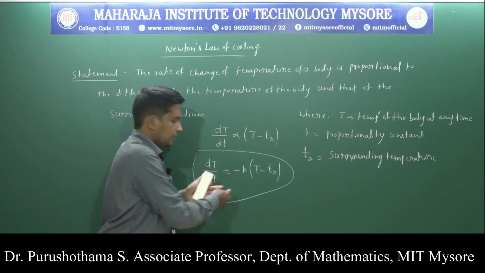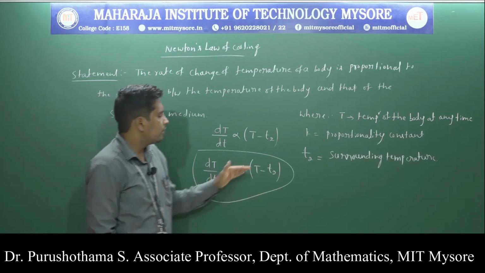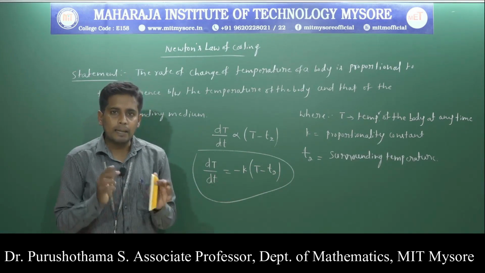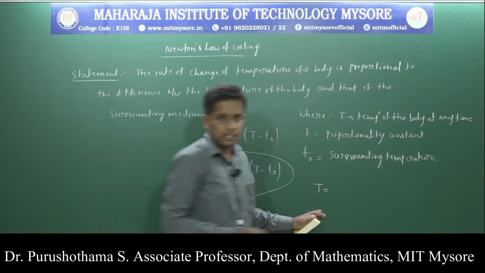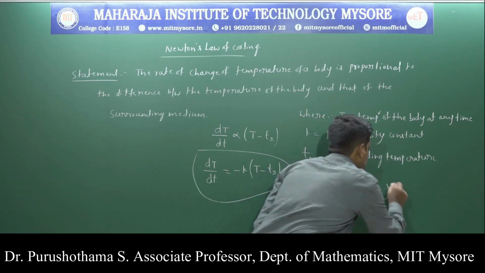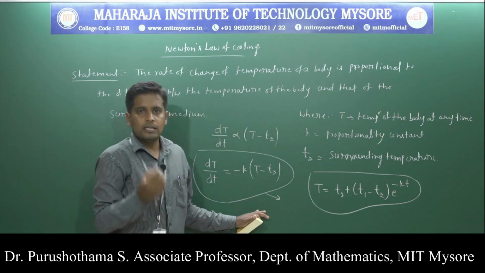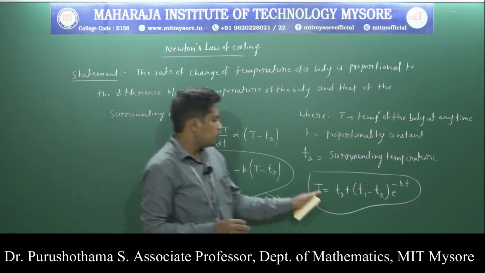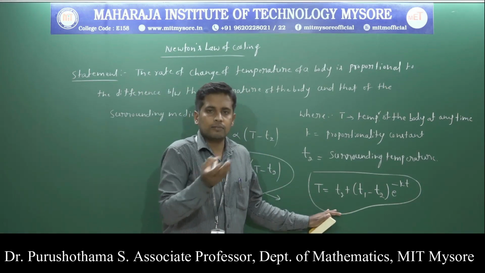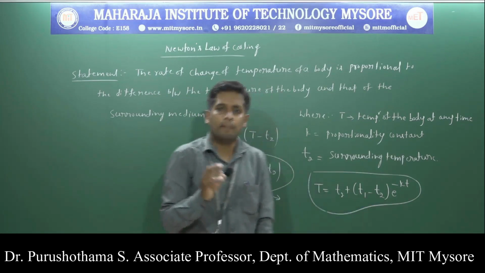Solving the differential equation dT by dt equals minus k times (T minus T2), using the linear equation concept, we get the expression for the temperature function. Therefore, the temperature function is T equals T2 plus (T1 minus T2) into e power minus kt. Here the dependent variable is capital T.